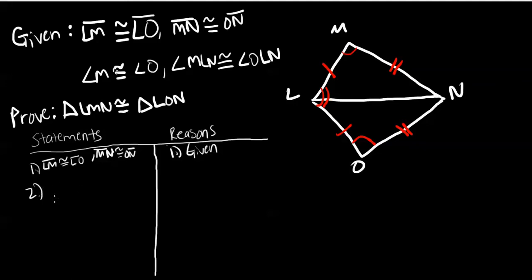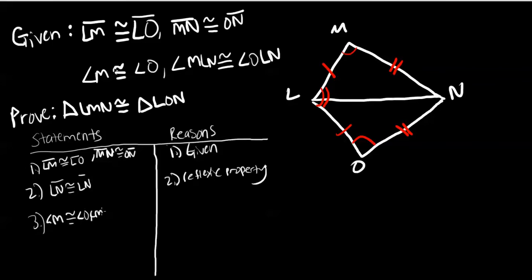So first we're going to start off with our statement. Our first statement is basically the given. So line LM is congruent to line LO, and line MN is congruent to line ON. And this is basically given. Our second statement is line LN is congruent to line LN. The reason is because of the reflexive property of congruence, and you can see that because both the triangles share that same line.